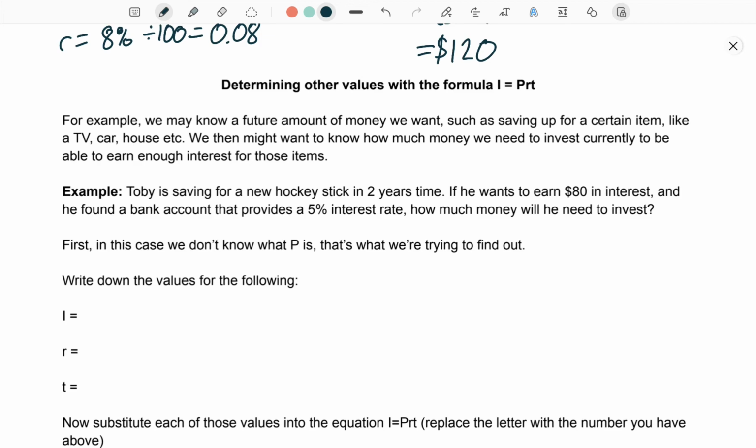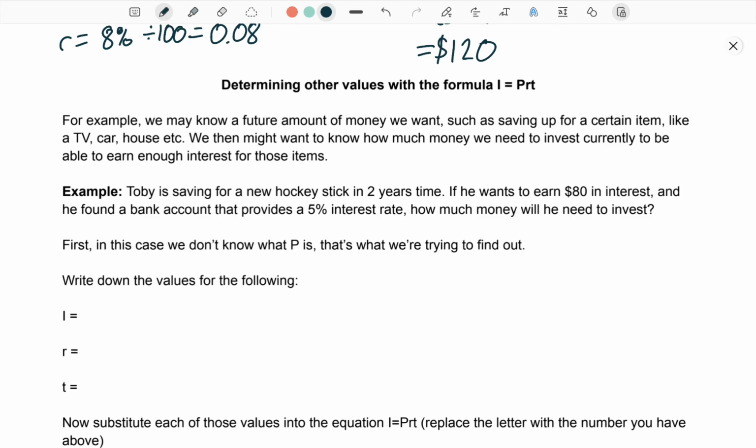So let's take a look. So Toby's, let's say, saving for a new hockey stick in 2 years' time. He's really looking ahead to the future, and he wants to earn $80 in interest. So he found an account that provides 5% interest rate, and how much money will he need to invest?